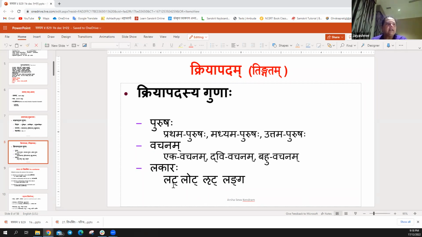So we have learned, till now we have learned lat, lot, drit, lang, lakara. Yeah. So anybody wants to just revise what is lat, lot, lut, and lang? Lat lakara is the present tense. Lot is for ordering or pratana. Drit is like future tense. And lang lakara is for past tense.